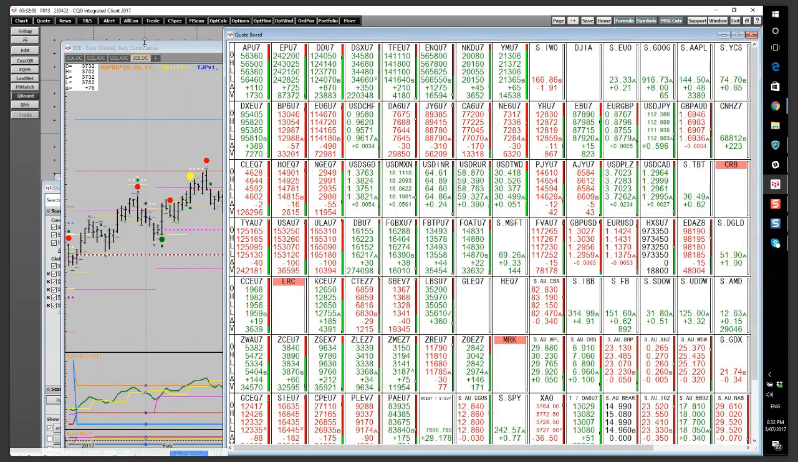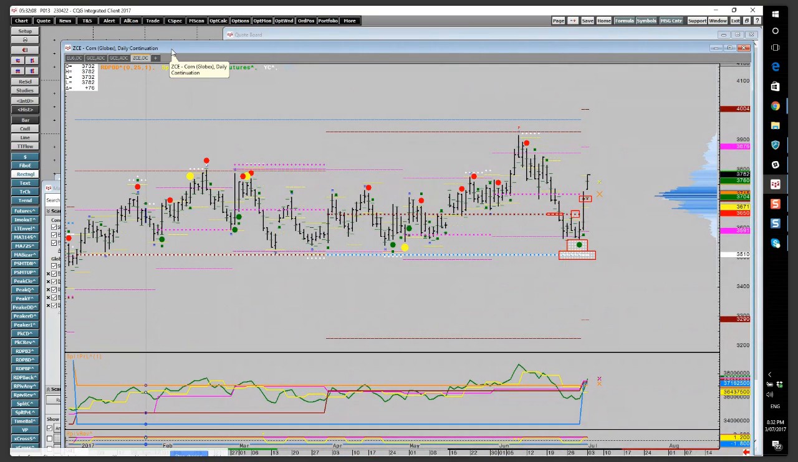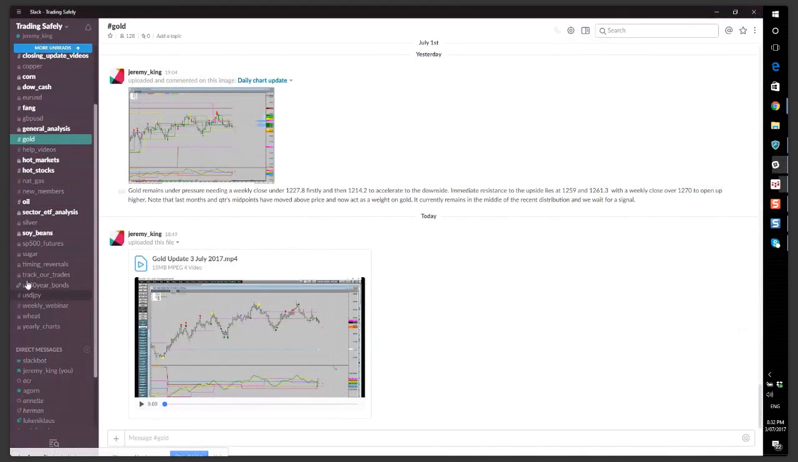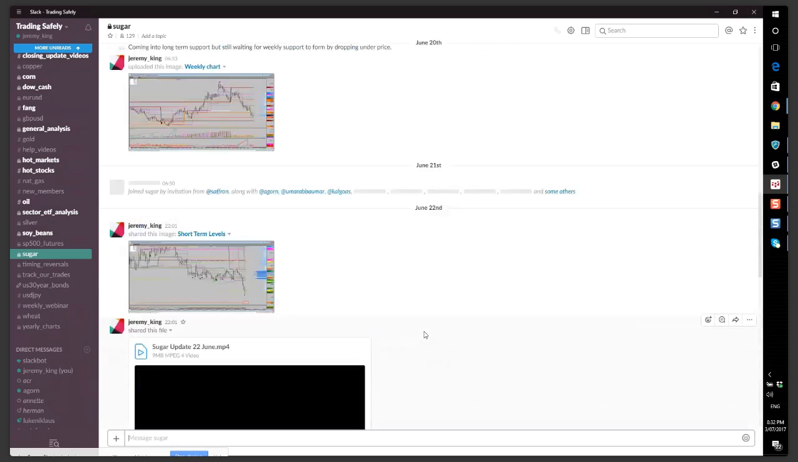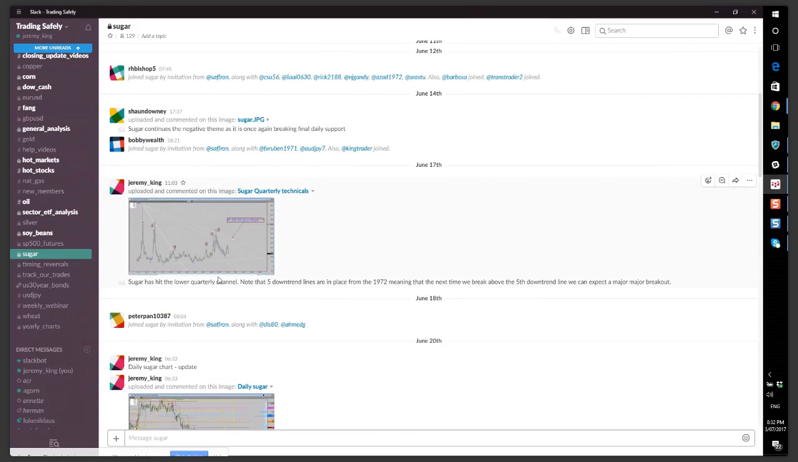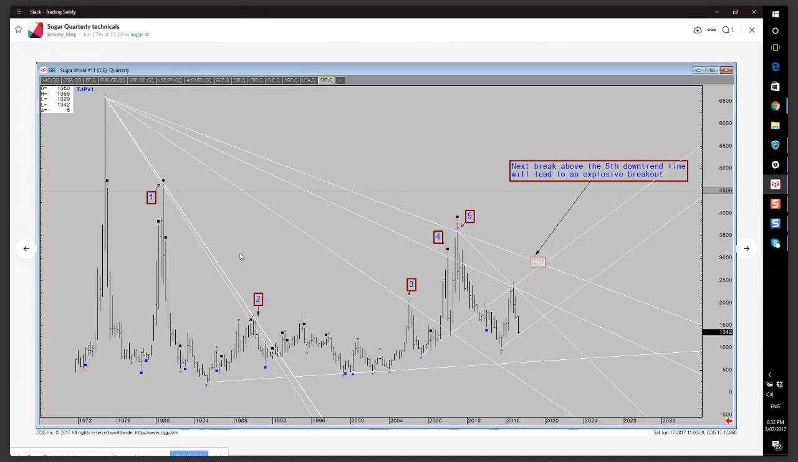What else? I might just have a quick look at sugar. Sugar is looking good. It's hit the bottom of a very, very long-term quarterly channel. We pointed that out on Slack not so long ago. If I come into sugar here, there it is. Okay, so I'll just double click on that. We bounced into this quarterly channel, and this channel is now held.